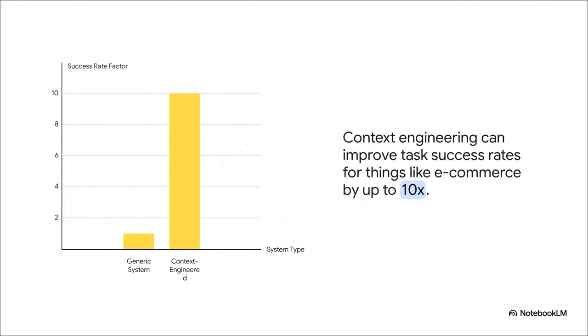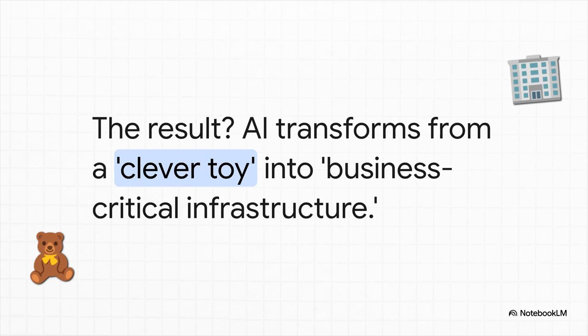And then you look at something like e-commerce, and it gets even crazier. By giving an AI context like a user's browsing history, what's in stock, and even the time of year, retailers have seen up to a 10-fold improvement in how well their personalized offers work. 10 times better. So when you see numbers like that, what's the real takeaway?